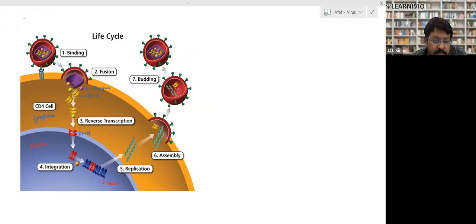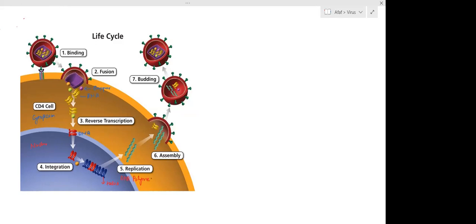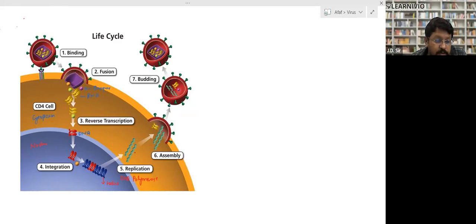Helicase? No. DNA polymerase. Right. So with the help of DNA polymerase, replication will take place. More DNA will be formed, right? More viral DNA will be formed. Then assembly will take place. How? After translation, formation of the capsid will take place, then the assembly will take place and new virus will come out of the cell.